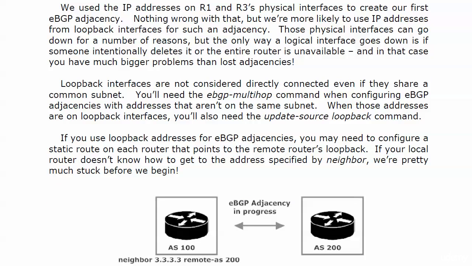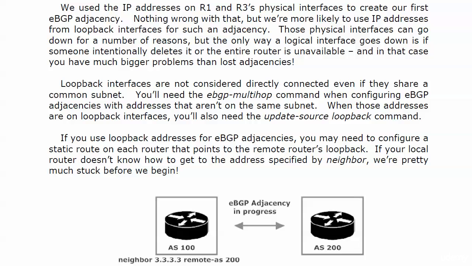Now, there's nothing necessarily wrong with using physical interfaces to create BGP adjacencies. But in production networks and in labs, you're more likely to use IP addresses from loopbacks, because physical interfaces can go down for a number of reasons, but the only way a logical interface really goes down is if someone intentionally deletes it or the entire router is unavailable. In that case, you have much bigger problems than lost adjacencies.